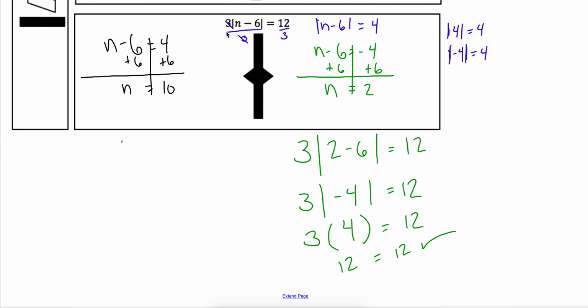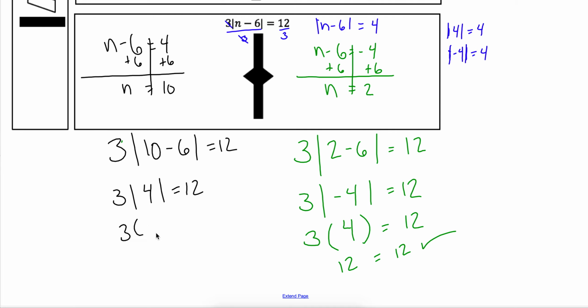Let's check the other side. We said that n equals 10, so we're going to say 3 times the absolute value of 10 minus 6 equals 12. What is 10 minus 6? 10 minus 6 is 4, and that's the absolute value of 4, which is 4 away from 0. 3 times 4 is 12. Does 12 equal 12? Yes, it does. We proved it for both sides. n could be 10, or n can be 2. Could be one or the other.